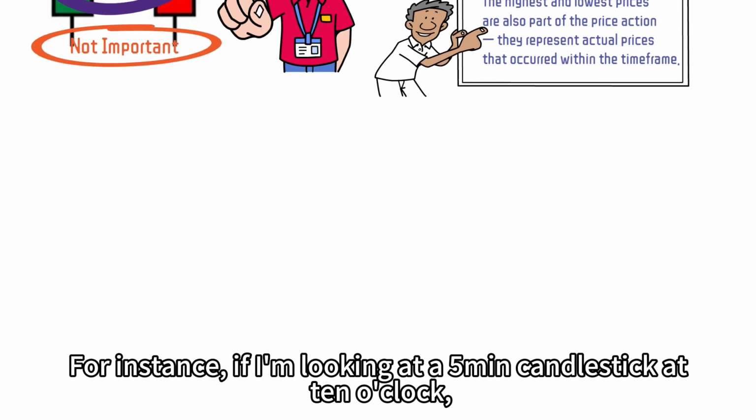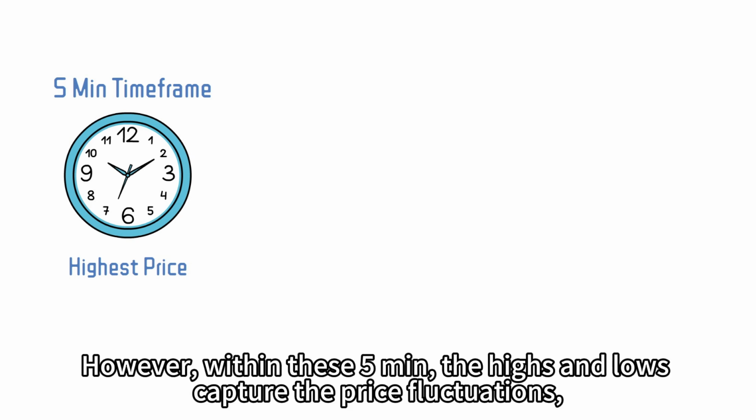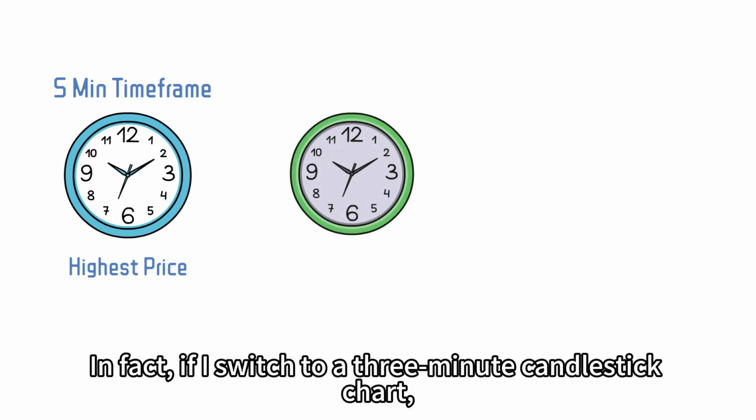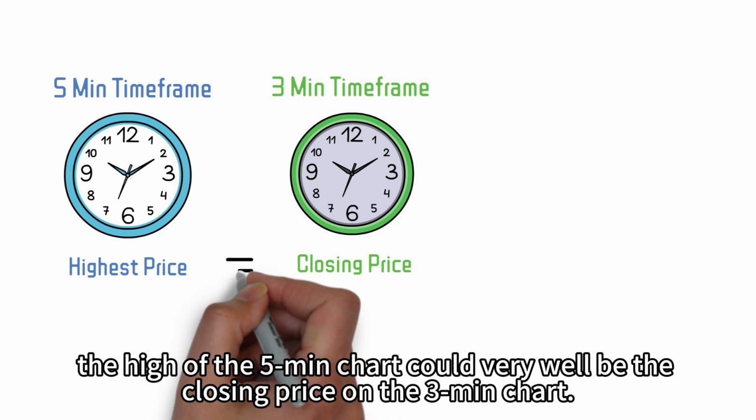For instance, if I'm looking at a 5-minute candlestick at 10 o'clock, the closing price reflects the price at that exact moment. However, within these 5 minutes, the highs and lows capture the price fluctuations, and these are just as valid as any other price data. In fact, if I switch to a 3-minute candlestick chart, the high of the 5-minute chart could very well be the closing price on the 3-minute chart.